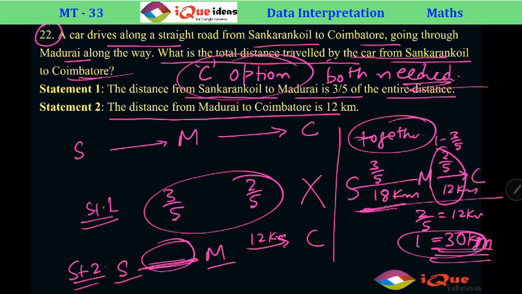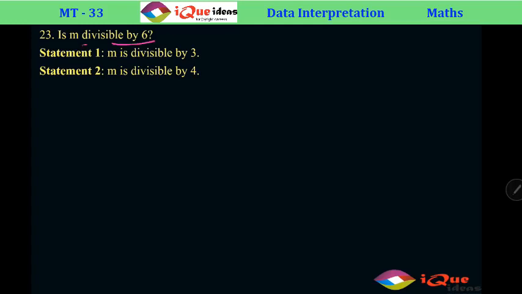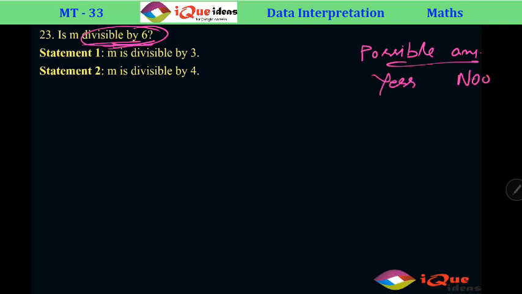Alright, now let's take up the next question. Now this 23rd question says, is M divisible by 6? First, let me put it this way. When you ask such a question, what are the possible answers? The possible answers are either yes or no. What you have to understand here is that you have to identify the unique answer. It cannot be both ways. It has to be only one of these possibilities.